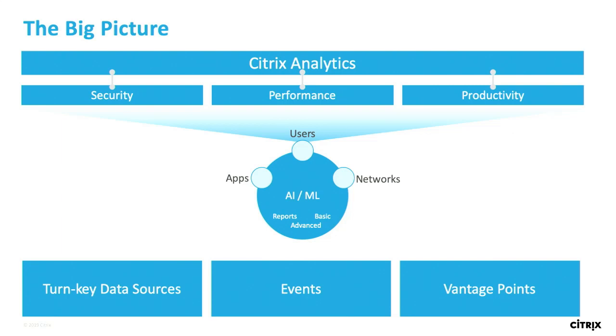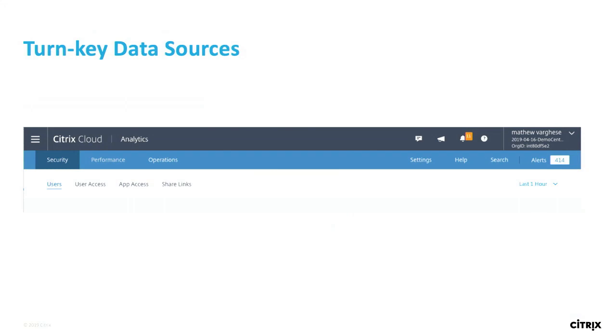There are 3 key aspects to it. We have turnkey data sources, which is the key concept I'm going to talk about. Then we look at the event and the event format. And then last but not the least, we're going to talk about vantage points and data sources. So let's look at how analytics works.